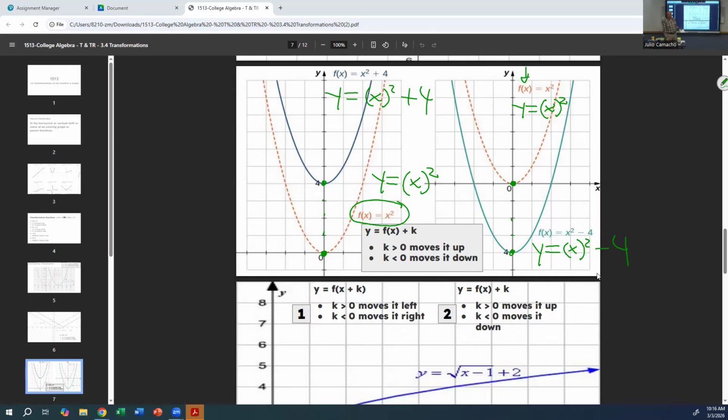When you find the vertex, then you need to do a table of values to find 2 extra points for every equation.